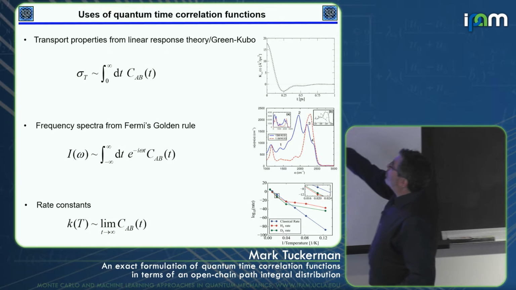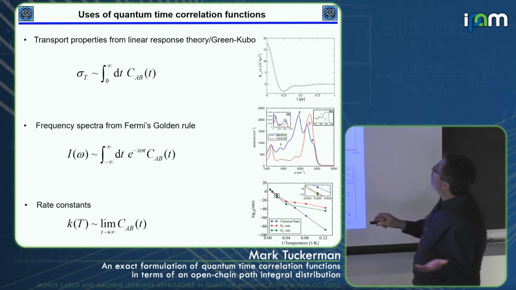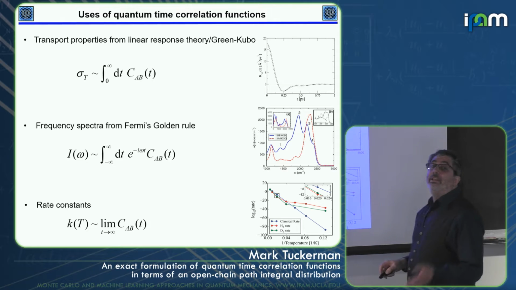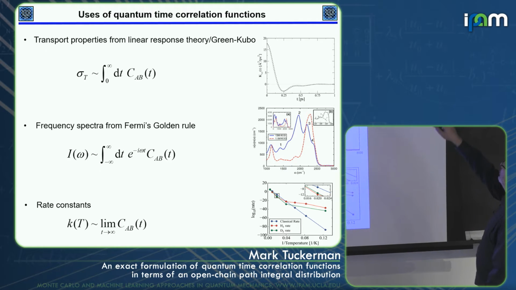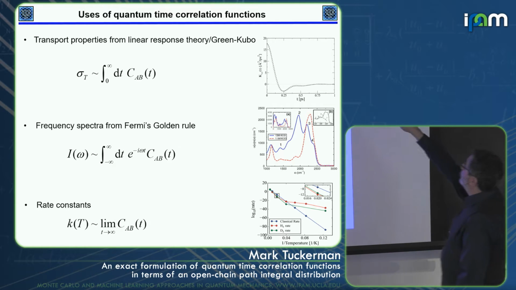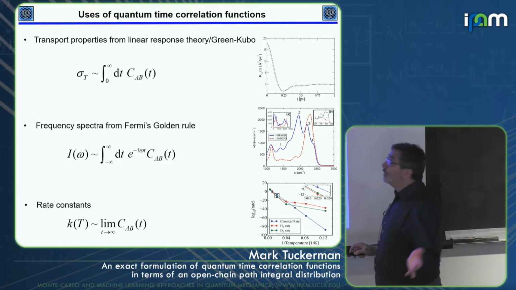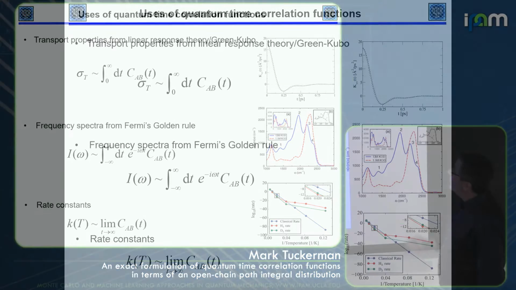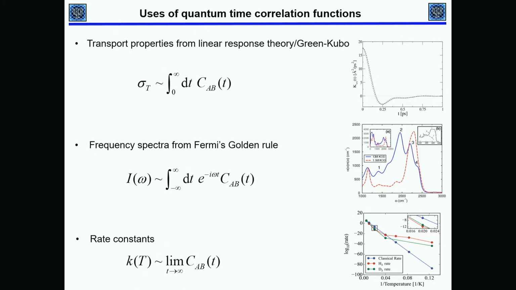For example, you might get a transport coefficient by using Green-Kubo theory and integrating the correlation function. This is an example from fluid parahydrogen where we looked at the velocity correlation function and we got the diffusion constant from it by integrating it. Spectra: you take the Fourier transform of a correlation function and you might get, for example, an infrared spectrum. That's an example being shown here for sodium hydroxide solutions.